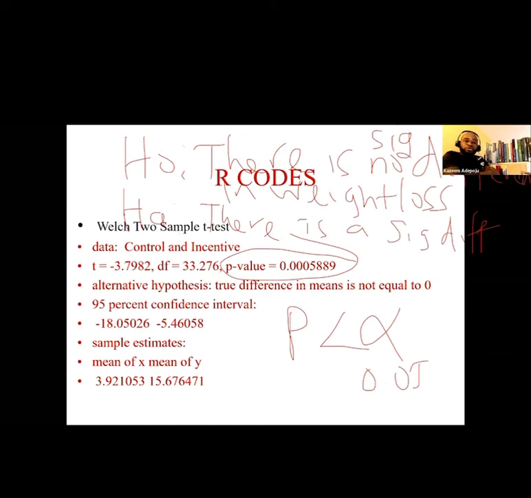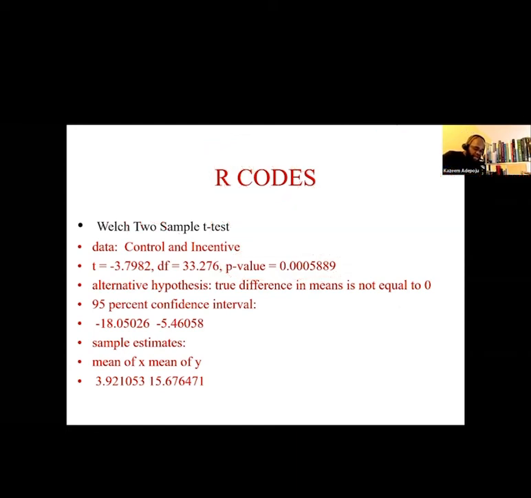But if you don't want to use a p-value, I want you to pay attention to this right now. What can you see here? Confidence interval. What does that mean? The confidence interval puts into consideration the margin of error. If the confidence interval includes zero, that means not significant. But if the interval does not include zero, that means significant.